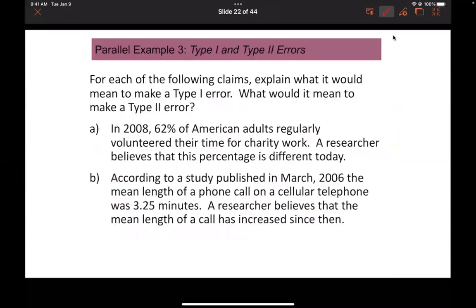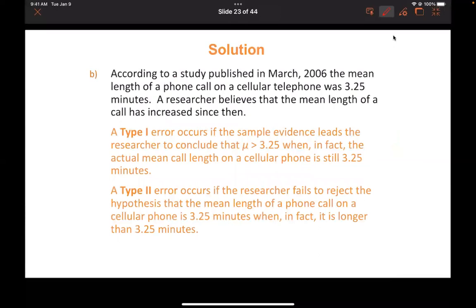Okay. According to a study published in March 2006, the mean length of a phone call was 3.25 minutes. A researcher believes it has increased since then. So a type 1 error would be that I rejected the null and I stated the mean length of a phone call is greater than 3.25, but in actuality, it is not greater than 3.25. Type 2 error is if I find out that the mean length of a phone call is greater than 3.25, but I don't reject the null. If this is confusing, it's okay. Remember, just try something and you'll get credit for it.